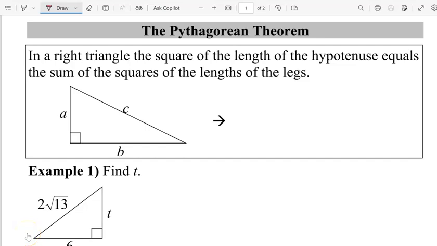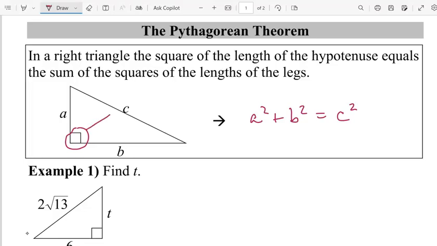Okay, here's a quick review of the Pythagorean theorem in a right triangle. You'll recognize a right triangle because it has one right angle. The square of the length of the hypotenuse equals the sum of the squares of the lengths of the legs. Or in other words, a squared plus b squared, that's the sum of the squares of the legs, is equal to c squared, which is the square of the hypotenuse.